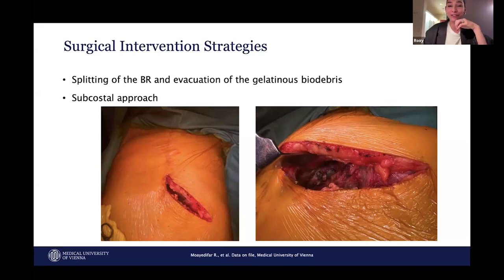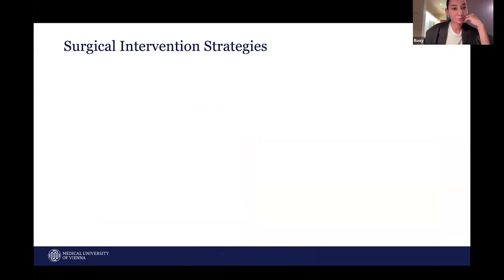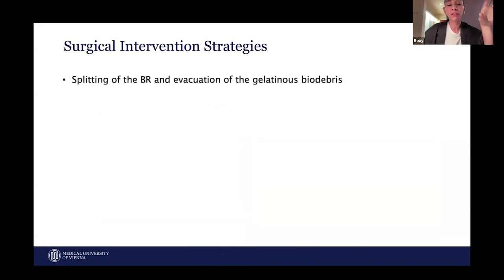You can of course also do it a little bit smaller, but you can see here on the right side, you can have a nice view on the outflow graft, also on the first part of the pump, so you can really get all the way in there. And so we have the splitting of the bend relief.